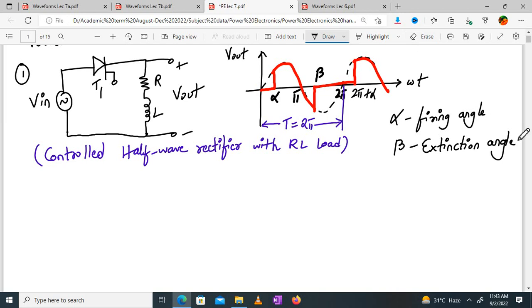At beta, your SCR naturally turns off. And what is that process called? Line commutation or natural commutation, because of the negative voltage across the SCR automatically. This happens only in AC. Okay. The first derivation for today, we have completed the waveforms.